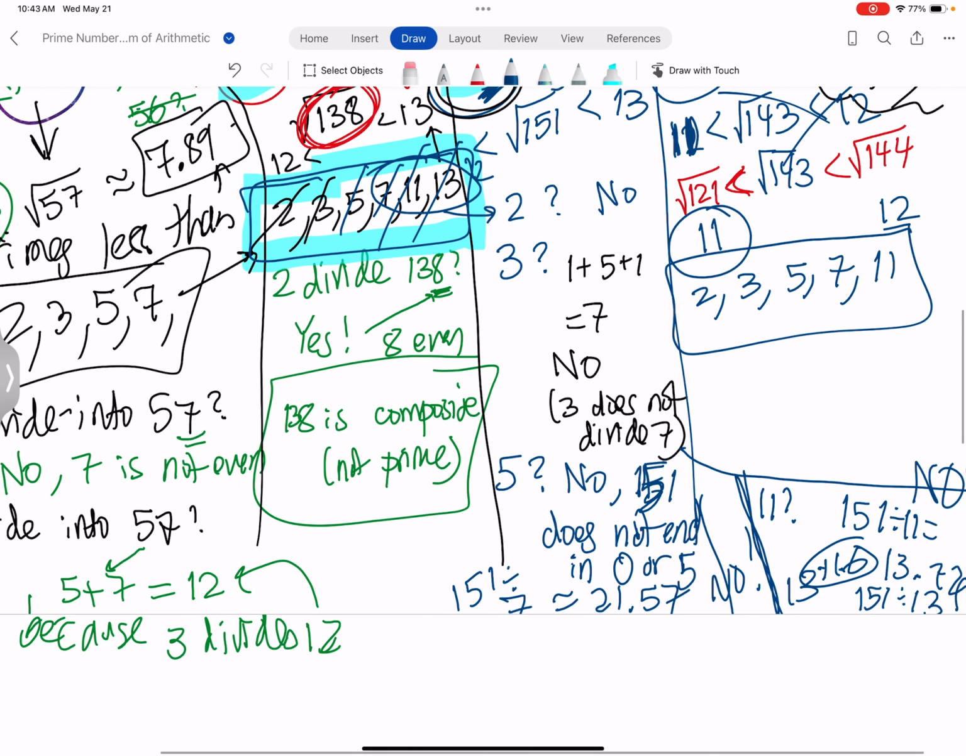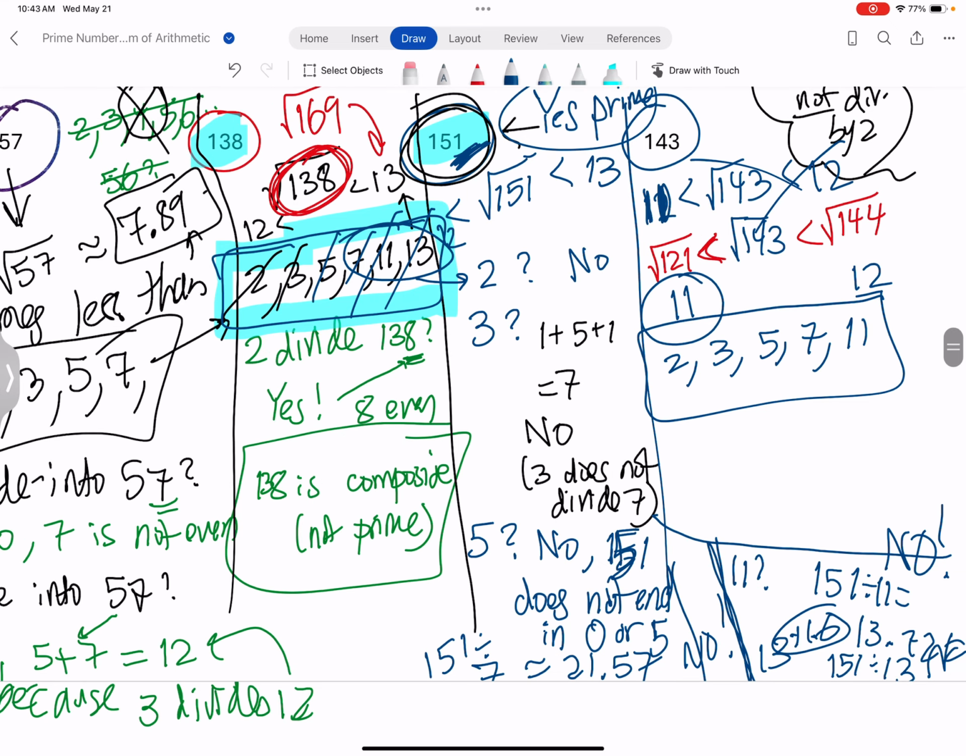Okay, let's try this guy. What do we do again? Oh yeah, is 2 gonna work? No. This is where maybe I can work a little quicker. I'm kind of getting the hang of it. Does this guy end in an even number? No. So 2 can't work.